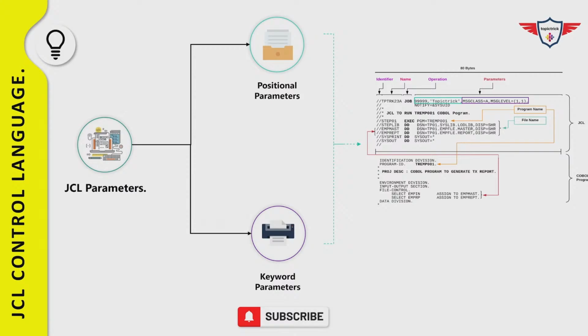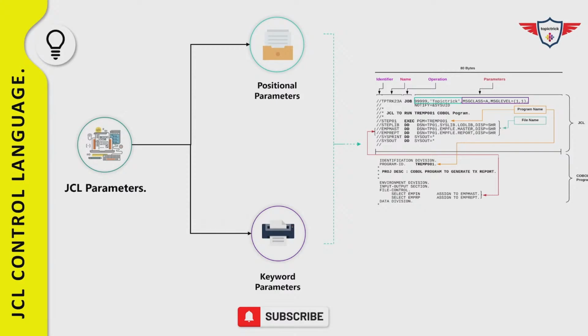In the following example, I have used 2 positional parameters. The first one is accounting information, that is 5 times the number 9, followed by the username, and in the username I have specified Topictrick. Both parameters are highlighted with green color. I hope by looking at the example you are able to understand what positional parameters are. In a nutshell, positional parameters have a specific place in a control statement, right?